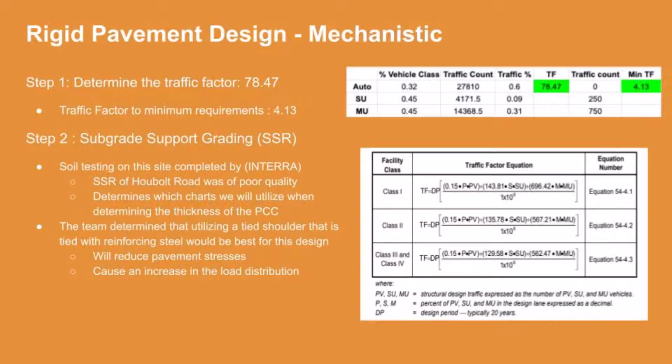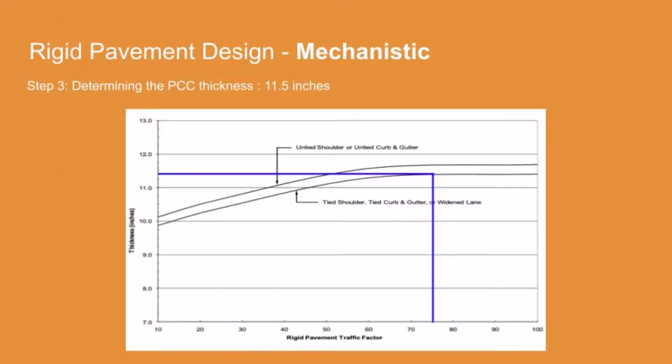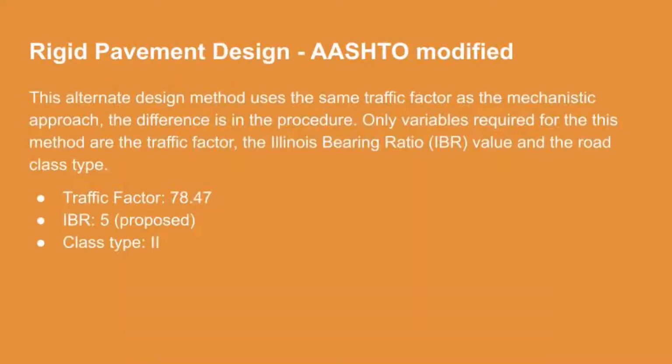The next step in the design process is to choose the subgrade support grading. Given that the soil testing completed by Intero on Houbolt Road was of poor quality, improvements in the design are evidently needed with the proposed increase in heavy truck traffic. Our team has determined that utilizing a tied shoulder with reinforcing steel would be best for this design. Not only does this reduce stresses in the pavement, it also helps increase the load distribution, which helps the longevity of the road. The PCC thickness, according to the graph, is determined to be 11.5 inches.